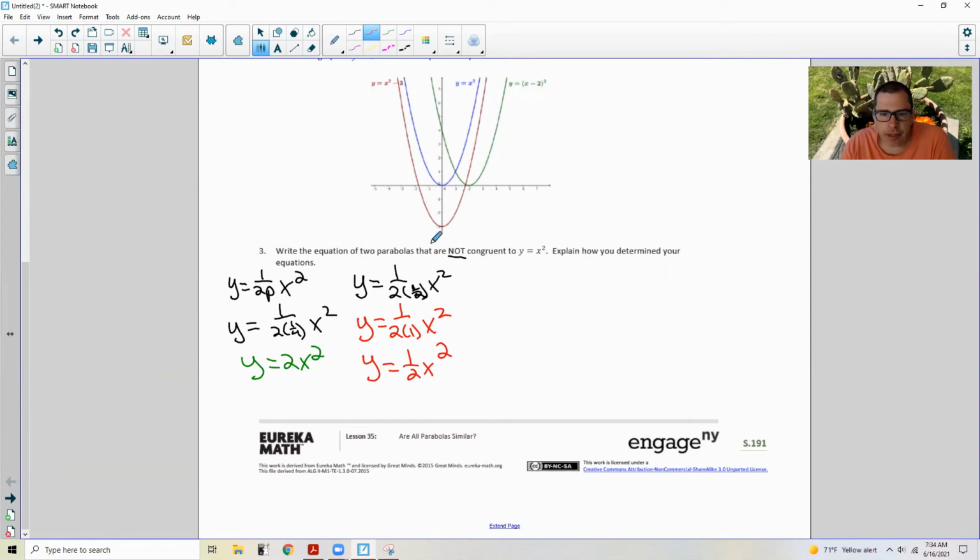Okay, so now it says, write the equation of two parabolas that are not congruent. Explain how you determined your equations. So that's how you would explain it. You would change the value of p. That would then change the distance from the directrix and the focus, and thus change the rate at which the function increases.